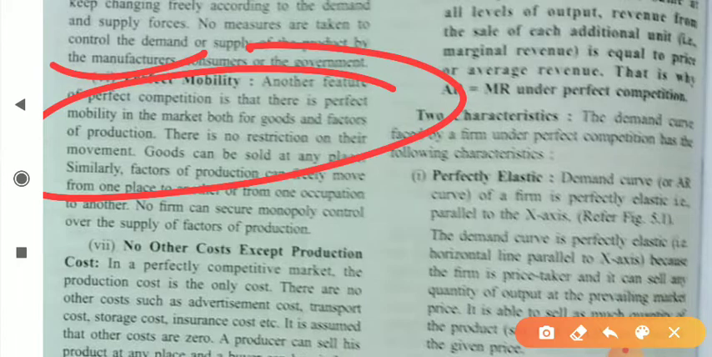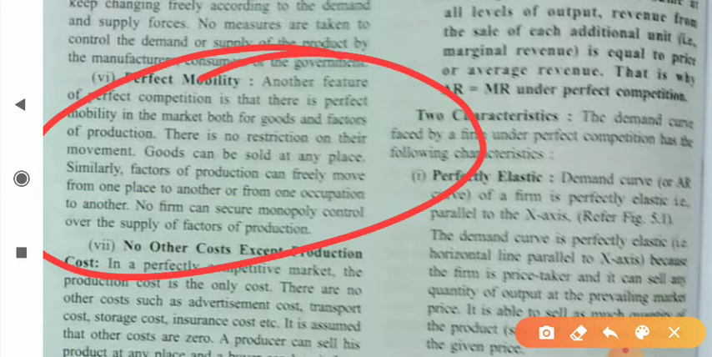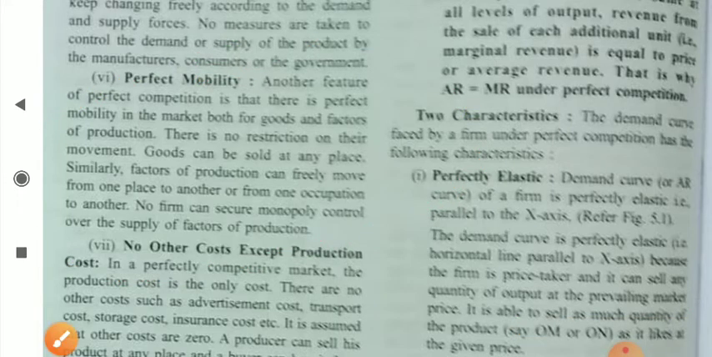Goods can be sold at any place. Similarly, factors of production can freely move from one place to another or from one occupation to another. No firm can secure monopoly control over the supply of factors of production. So land, labor, capital all are free, so they can move easily from one employer to another or from one producer to another.